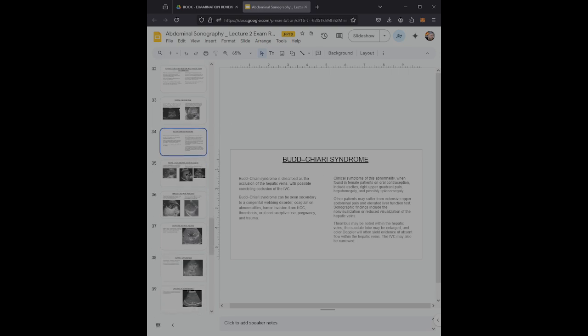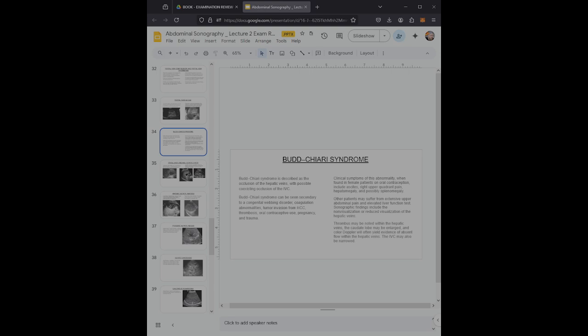Budd-Chiari syndrome. This is the occlusion of the hepatic veins, and there can be coexisting occlusion of the IVC. Remember, the hepatic veins are direct branches of the inferior vena cava. Budd-Chiari syndrome can be seen secondary to a congenital webbing disorder or a coagulation abnormality. They can be as a result of tumor invasion, thrombosis, oral contraceptive use, pregnancy, and trauma.